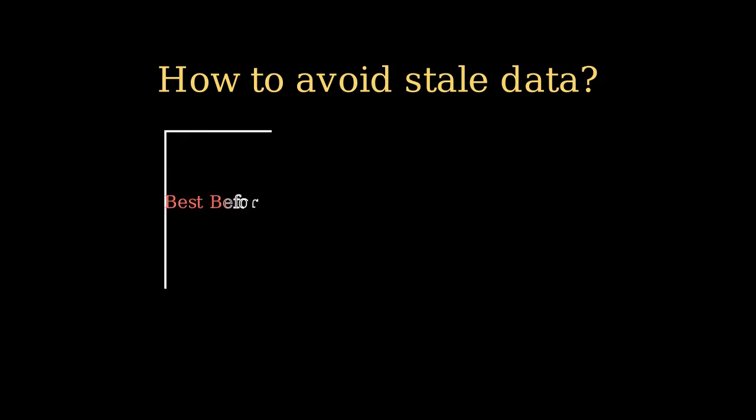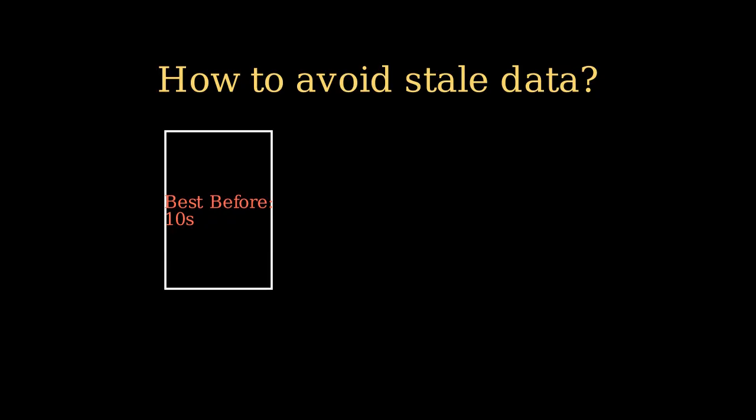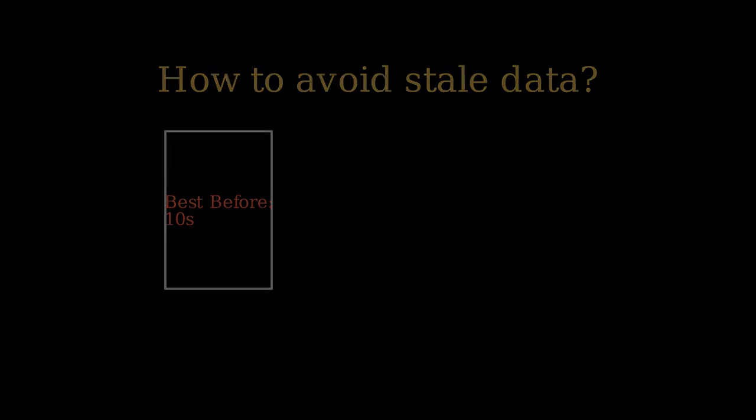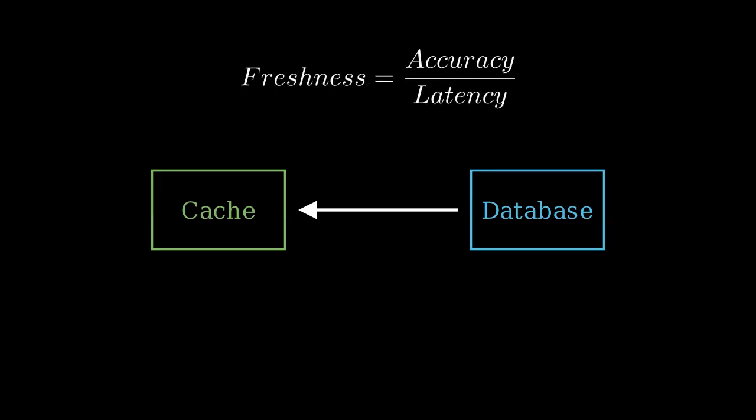How do you make sure your app is not showing stale, old data? Think of your cache like a carton of milk in your fridge. Just like that milk, your data has a shelf life or a best before date. If you keep it too long, it goes bad. When your application pulls data from the database into a cache, you are essentially creating a local, temporary copy to speed up access. But how do you balance freshness?